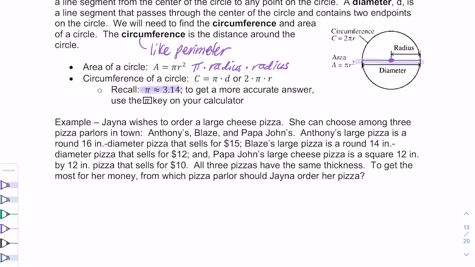Okay, let's look at a problem. So you can pause the video and read the example. It's a long one. There's a lot of information. Read it a few times if you have to, and then unpause it when you're ready to watch how to solve it.